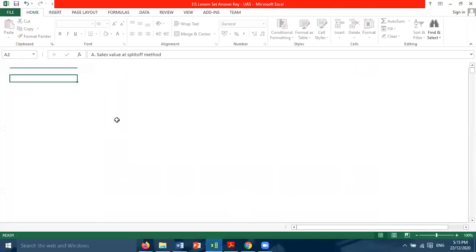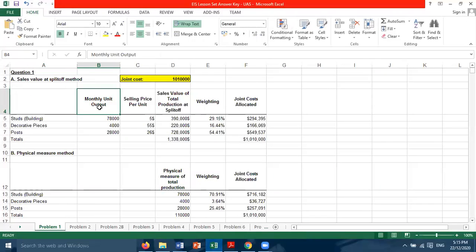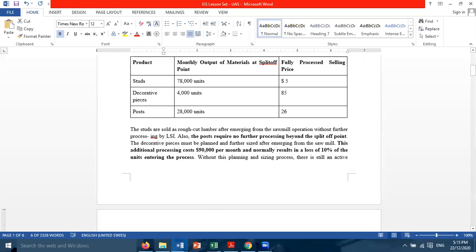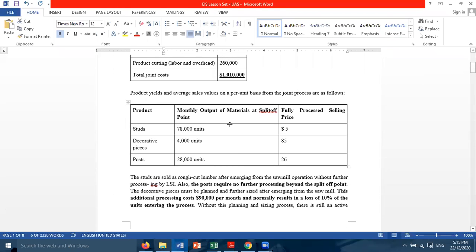Okay, so how exactly do we do that? Well, first we'll need to find the total sales value of each product at split off. So how do we do that? Well, first we already got the information on the monthly output of materials at split off point. This is the key phrase or key word. Here we have 78,000 studs, 4,000 decorative pieces, and 28,000 units.